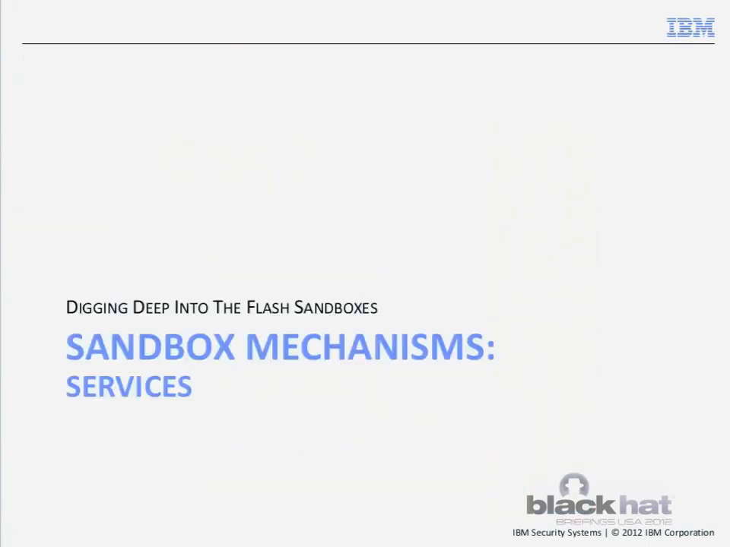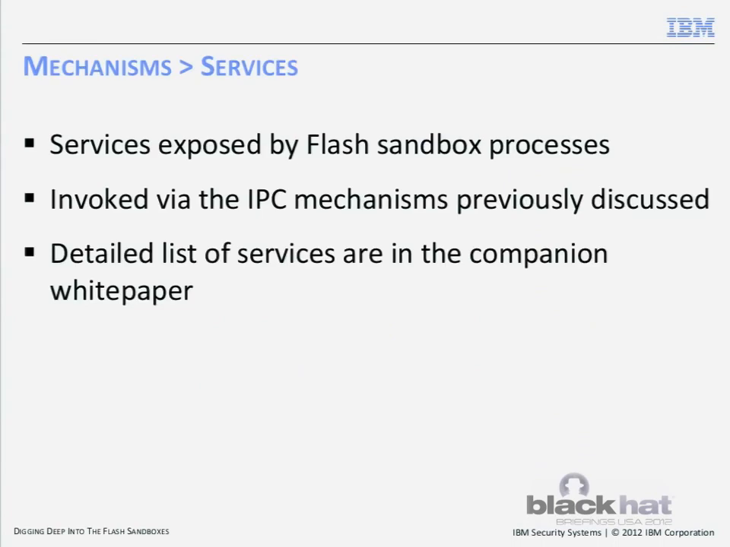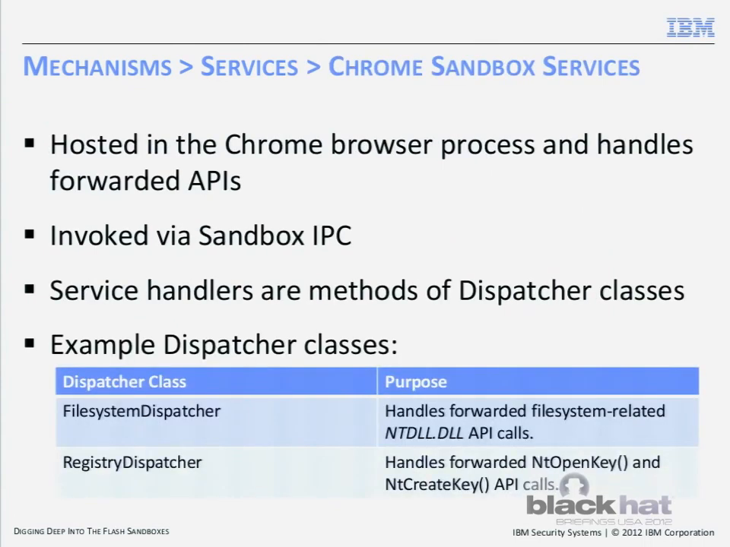After discussing the interprocess communication, we'll now discuss the services exposed by the different Flash sandbox processes. These services are invoked via the IPC mechanisms I previously discussed. A detailed list of services is in the companion white paper on your Black Hat CDs. We will discuss five sets of services. The first set of services that we'll discuss is the Chrome Sandbox services.